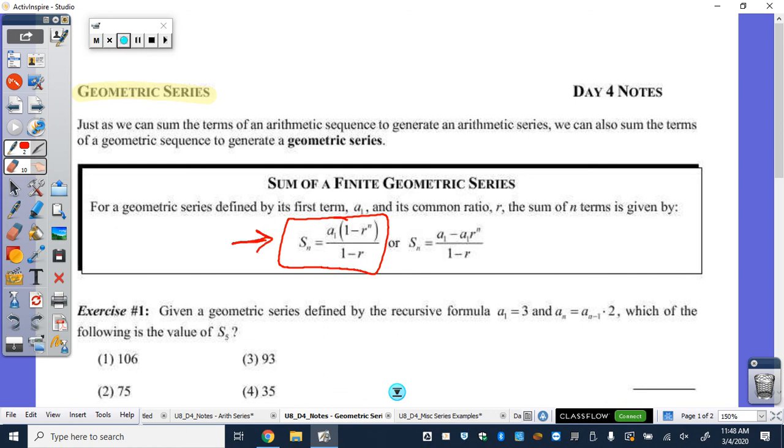The second one here, all they did is distribute your a sub 1. So that's how we got a sub 1 minus a sub 1 times r to the n. You don't have to. As I said, this is the one that you're going to be seeing, so this is the one to get used to.